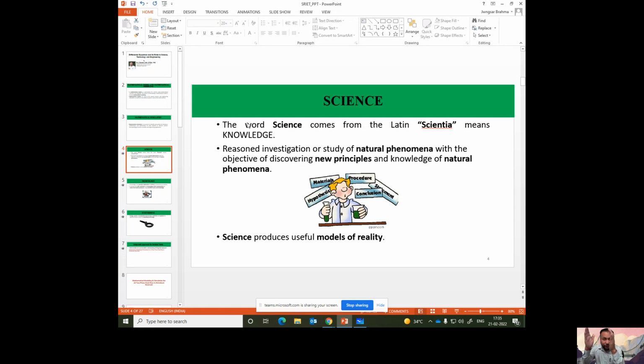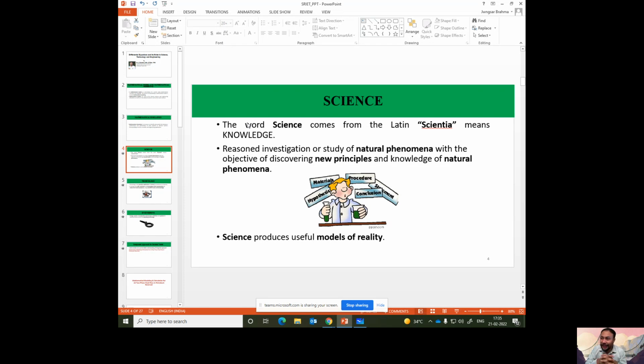How does the river flow from top to bottom? We need to understand the natural phenomena. This is called science. Now, if we observe natural phenomena, not artificial, with the objective of discovering new principles and knowledge of natural phenomena, and after observing these phenomena we can discover some new principle, this is called science.